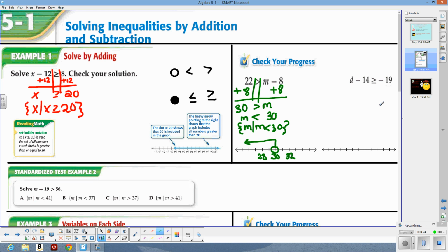Next one, d minus 14 is greater than or equal to negative 19. You would add 14 to both sides. D is greater than or equal to negative 19 plus 14. Since they're different signs, you subtract, keep the sign of the one with the greater absolute value. And then in set builder notation, all real numbers d such that d is greater than or equal to negative 5.